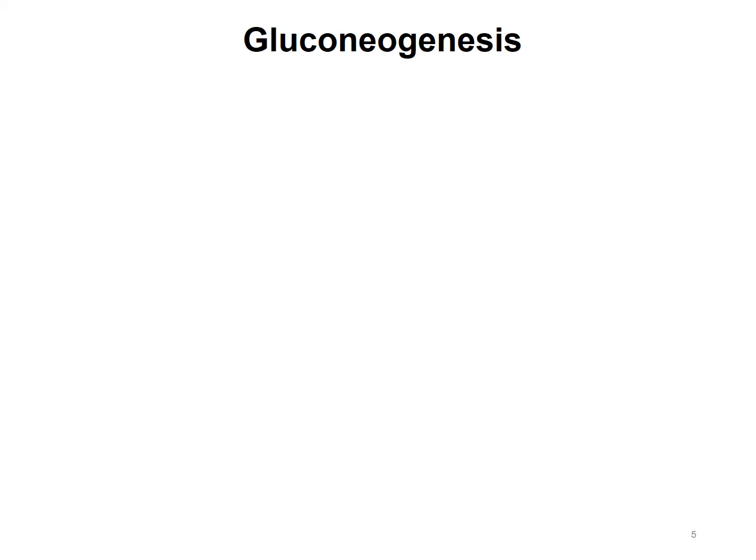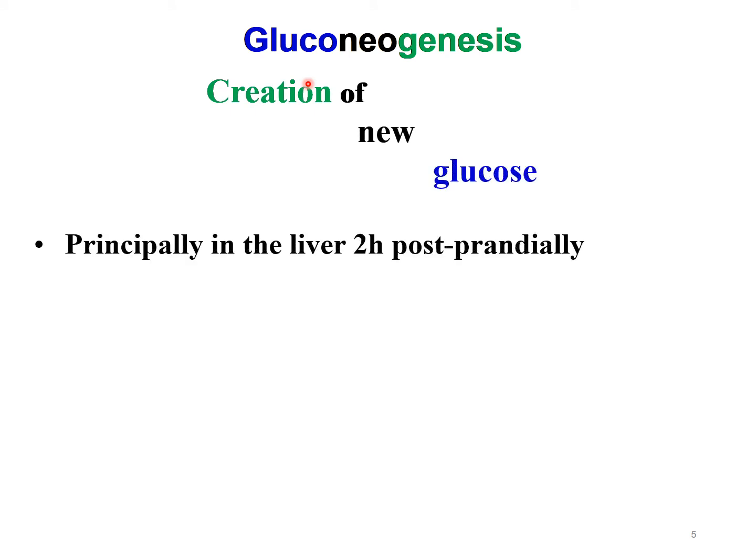So what does gluconeogenesis mean? Genesis means creation of something. Neo means new, while gluco means glucose molecule. So it is the creation of new glucose molecule. Gluconeogenesis normally happens 2 hours postprandially, or after meal. This is to make sure that we have enough glucose to run all basic functions of life.